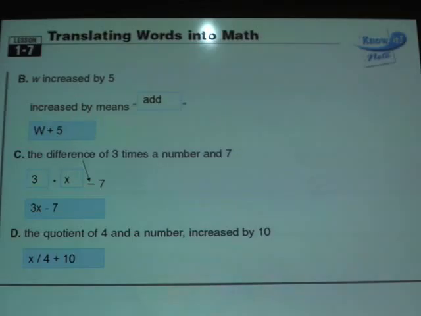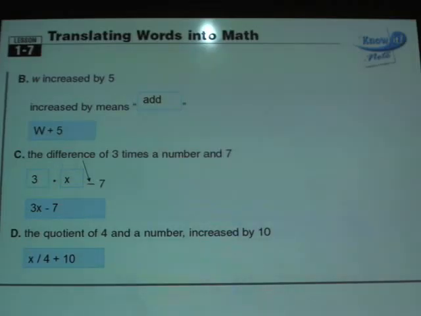Now realize that by the commutative property that we've already studied, we can write this the other way. Doesn't hurt anything. We'd still get the same answer. So if I wrote 5 plus w here, you'd still get a correct answer. All right, think about it in terms of numbers. 3 plus 2. If I flipped it around, 2 plus 3. Well, the answer is exactly the same. So either way I write this, unless I use the wrong sign for increased by, I should be able to get this one right.